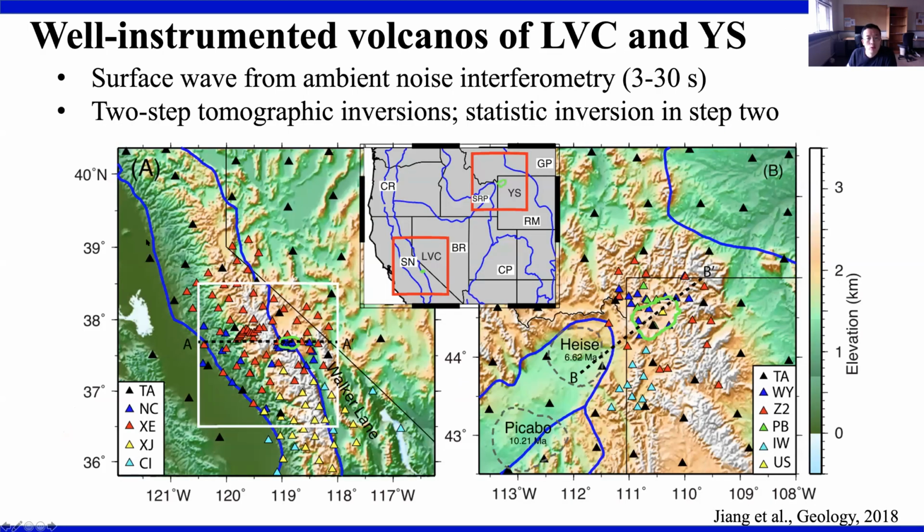So for these two, let's get back to Long Valley Caldera and Yellowstone. Each triangle in these two regions is a seismometer. I used quite a fair number of them, pretty dense around Long Valley, not too bad around Yellowstone. They gave us surface waves, two types of surface wave, from this technique at periods of 3 to 30 seconds. Again, because of time, I cannot go into details of the methods. If you're really interested, we can talk later or in the Q&A session.